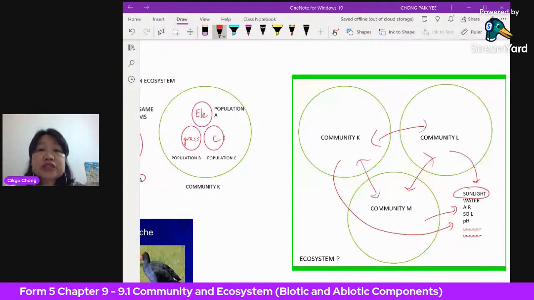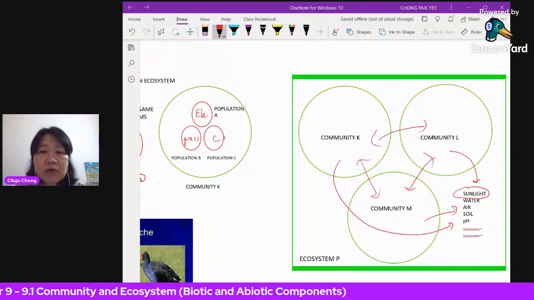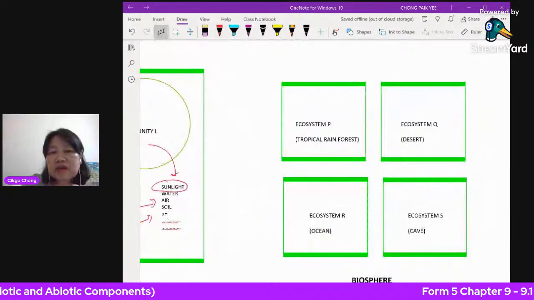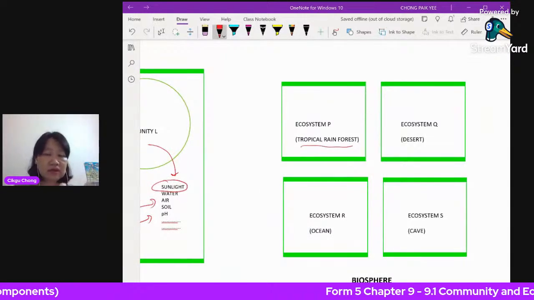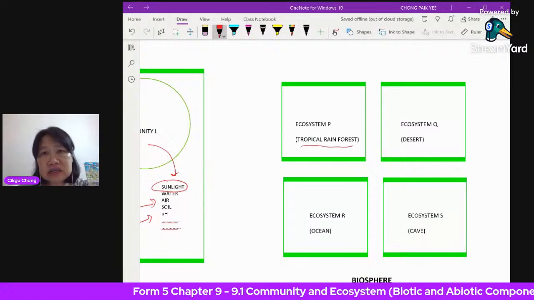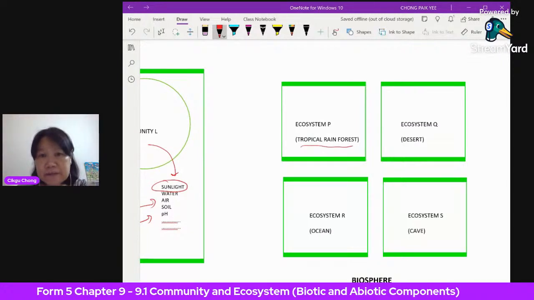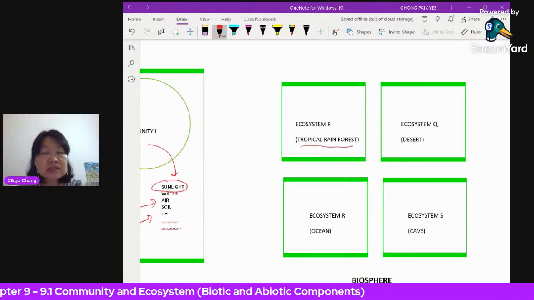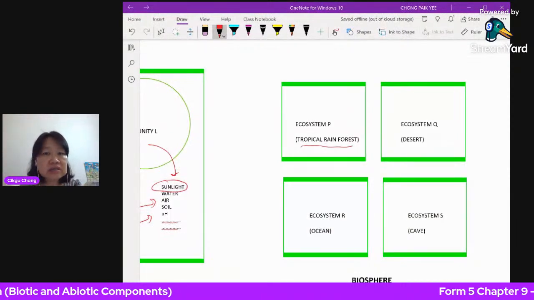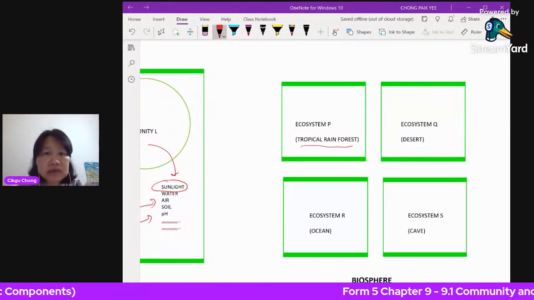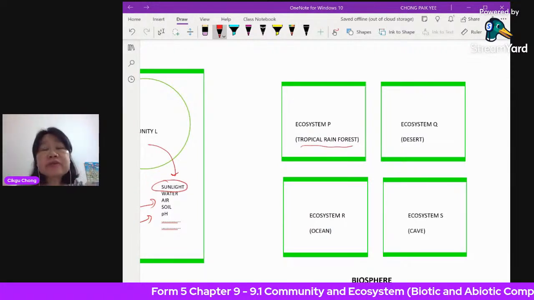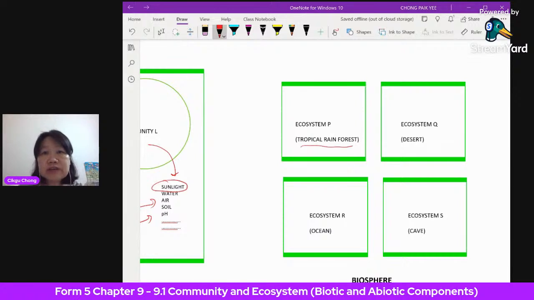Then you go to the ocean. There's another ecosystem. So now we're talking about different ecosystems. Let's say the tropical rainforest is ecosystem P. Then you have desert. You go to the Sahara Desert in Africa. You have an ecosystem there because there are still animals that are able to stay there. Certain lizards, and camels are in the desert. So there's another ecosystem, Q. Different environment, different temperature, different climate.